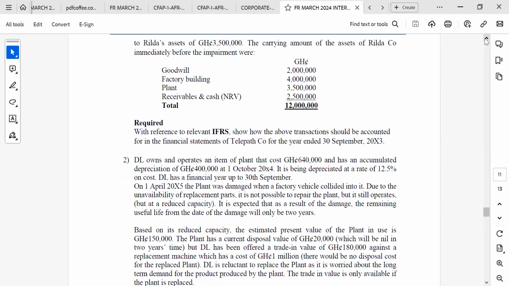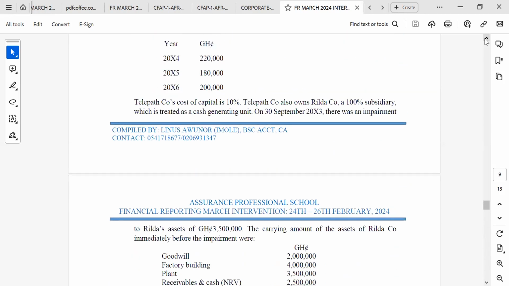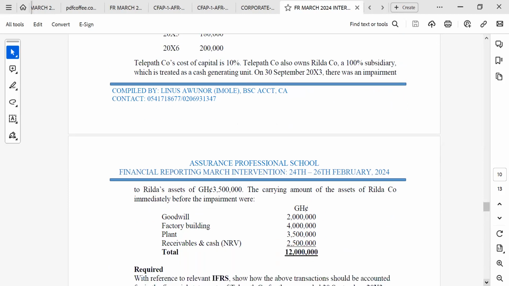All right. So if you see this question, what are you going to do? Which side are you going to tackle first? You tackle the subsidiary side, isn't it? The Telepath Co. also owns Radar Co., a 100% subsidiary, which is treated as a cash generating unit. On 30th September, there was an impairment to Radar assets of 3.5 million. The carrying amount of the assets of Radar Co. immediately before the impairment were this value.